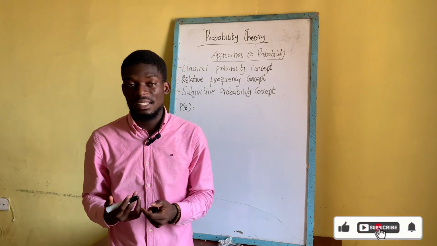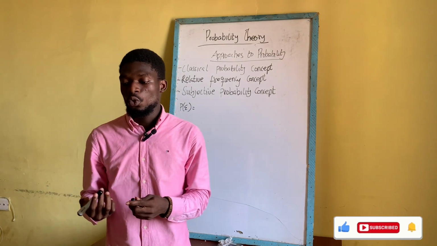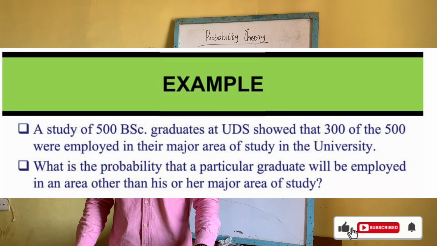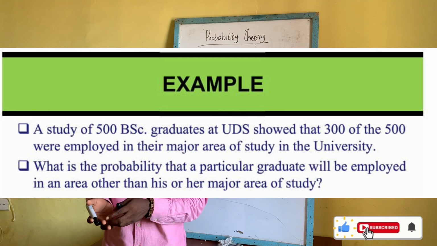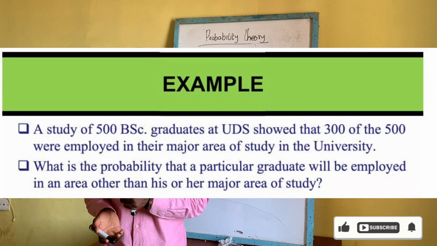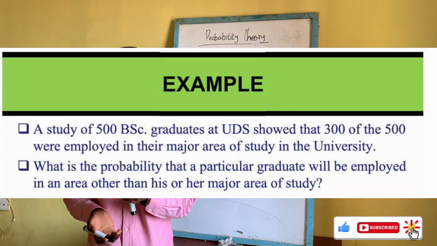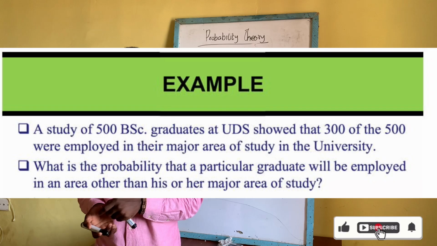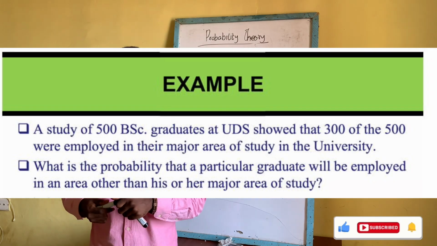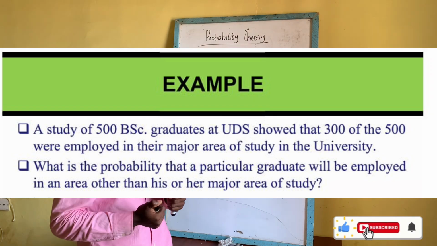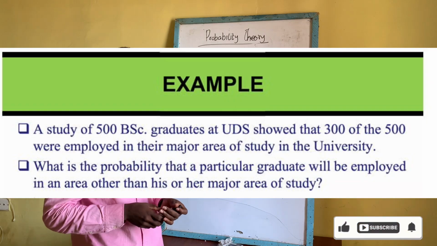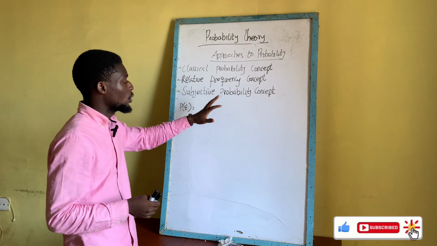I have this particular example that I want us to solve. A study of 500 graduates at UDS showed that 300 of the 500 were employed in their major area of study in the university. What is the probability that a particular graduate will be employed in an area other than his major area of study? This example is under the relative frequency concept.